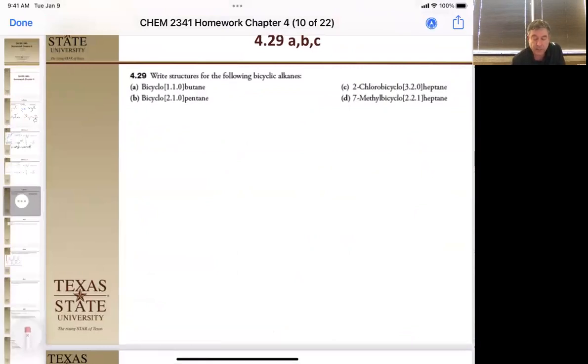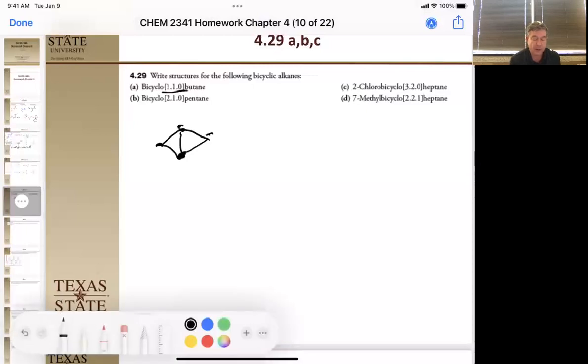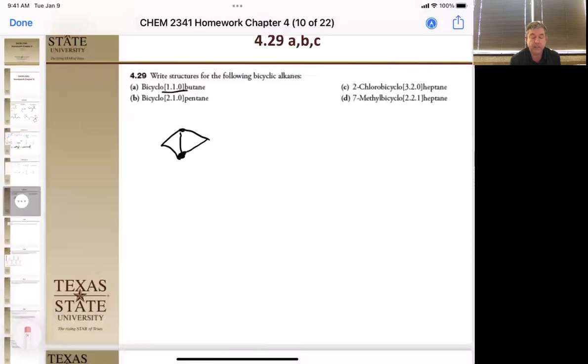So let's do that. In the first one right here, we have bicyclo. So we're going to draw 2 bridgehead carbons right here. And the first number is 1. So that means we have 1 carbon between those 2 bridgeheads. So I'm going to draw that over here. Second number is 1. 1 carbon between those 2 bridgeheads. The last number is 0. 0 carbons between those 2 bridgeheads. Boom, we've done our bicyclobutane. Now let's double check. We have 1, 2, 3, 4 carbons. We have our bicyclobutane.